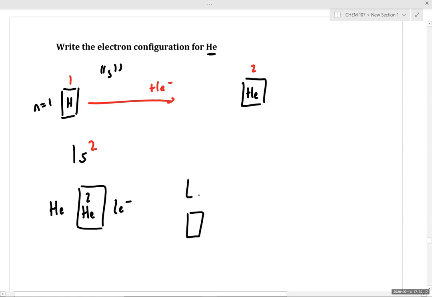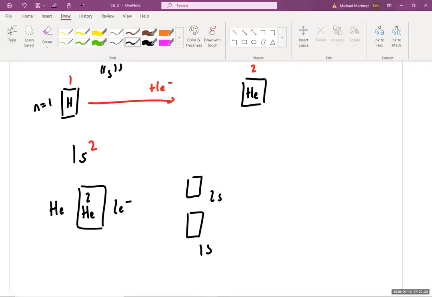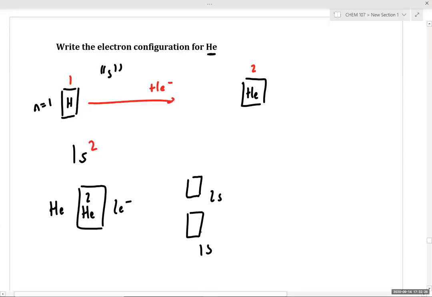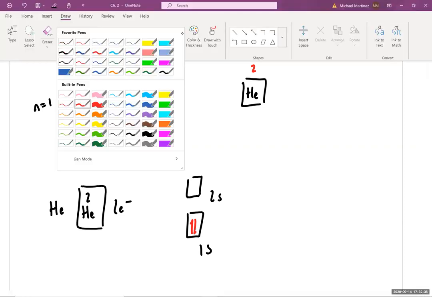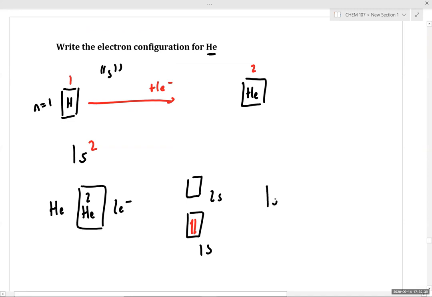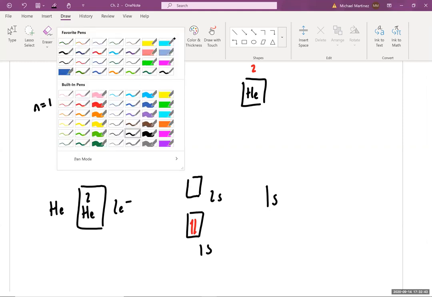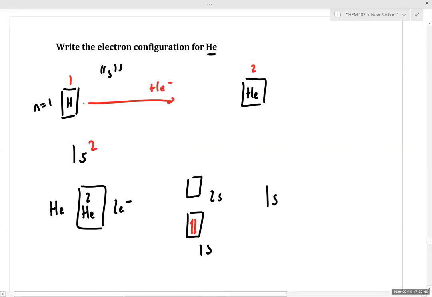So we write out our empty orbital box diagram. So we have our 1s and 2s orbitals. We take our 2 electrons and we fill our orbitals from lowest to highest energy. So our 1s gets filled first. Now that we've used up all of our electrons, how many electrons do we have in our 1s orbital? What is our complete electron configuration for helium? 2. Yep. So it would be 1s2. Exactly right.